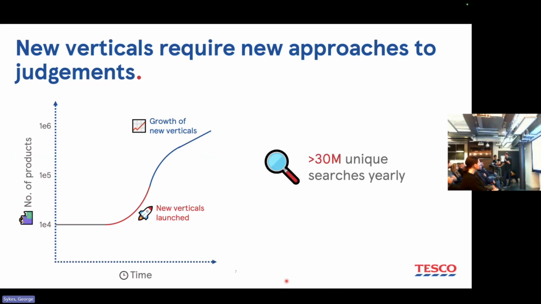But it's not just the products. We also have a huge number of queries that we're having to evaluate. So when we look back over the last year, we had upwards of 30 million unique queries. And when you combine that with the different number of products, that's quite a large space to perform offline evaluation against.